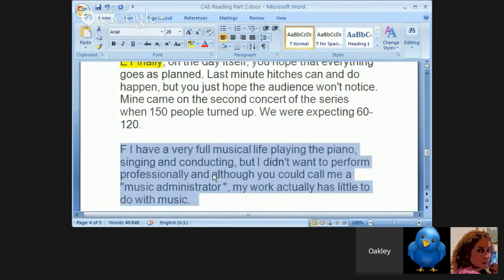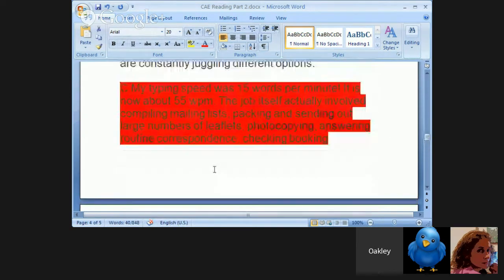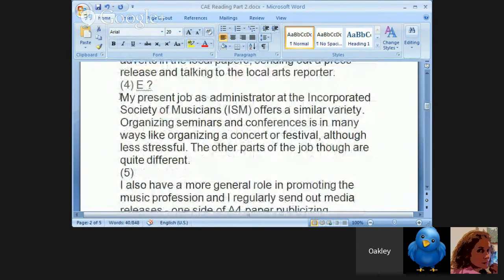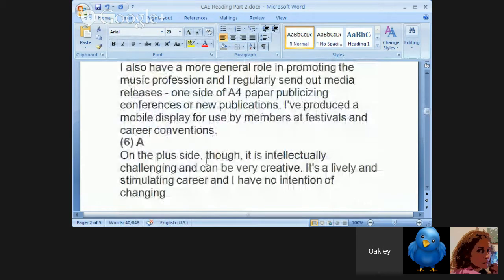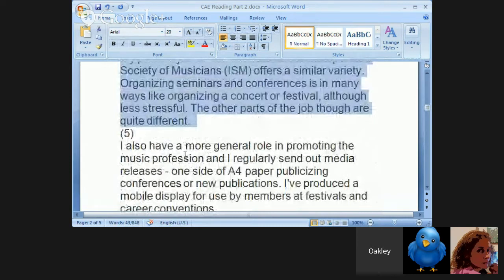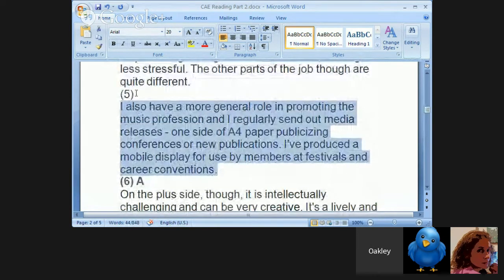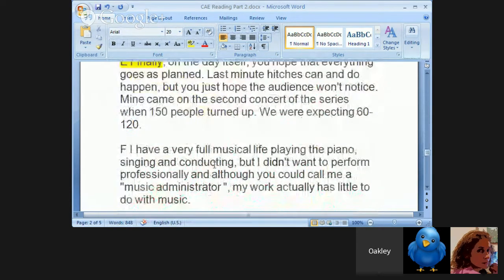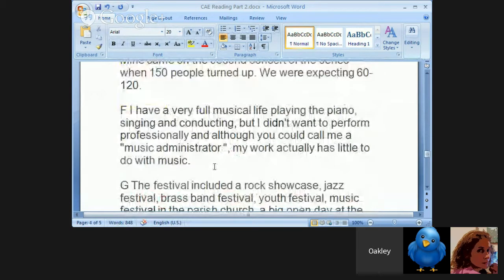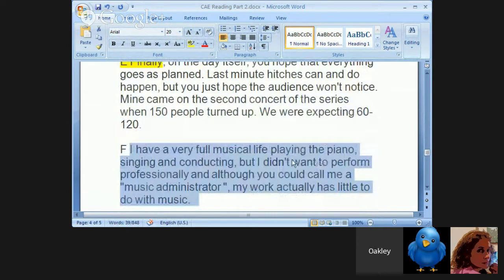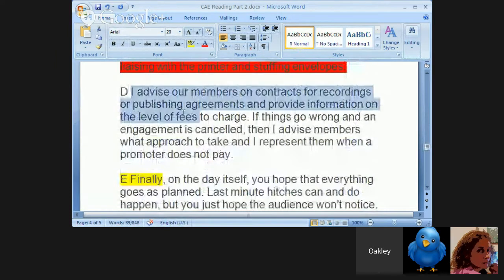It's weird to put in the middle of, because look what we have here. After his present job, we've already got the final sentence where he does the pros and cons of his real job. Number 5 has got to be an actual job description, and this does not cut it. I have a very full musical life. That's not a job description. This is directly a job description.